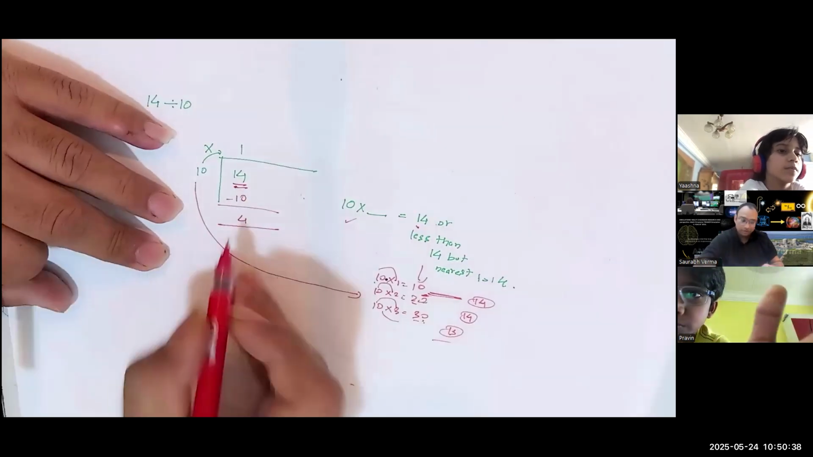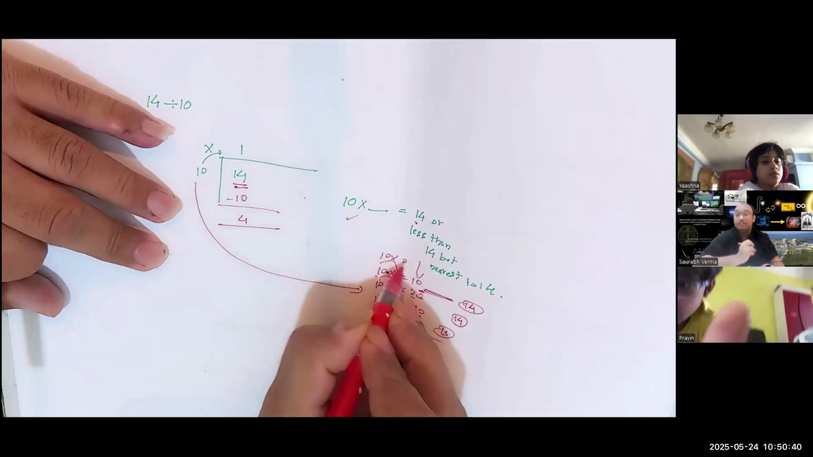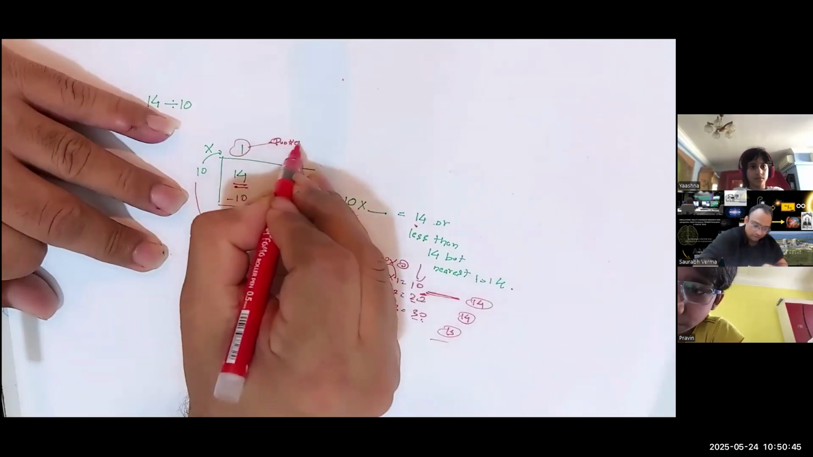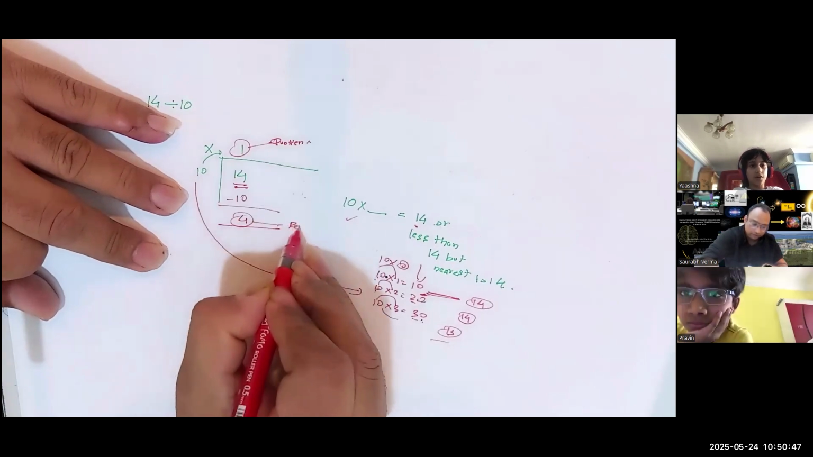You can't get the 4, right? Okay, because that is 10 times 0 next. 0, right? So this is the quotient. Okay, this is the remainder, right? I got it. Okay, now how can you visualize it?